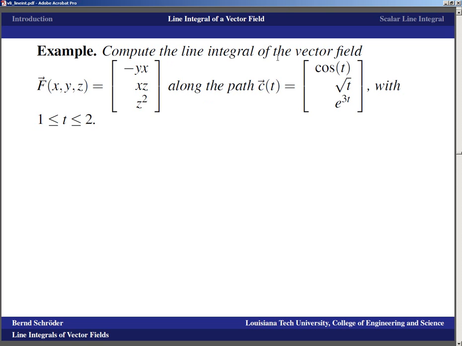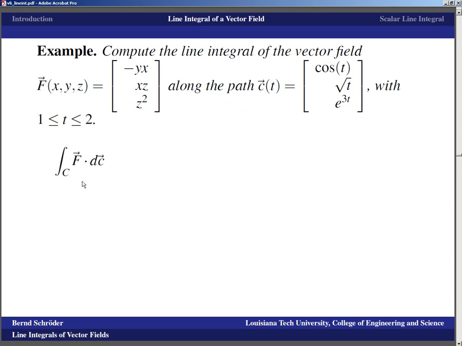We want to compute the line integral of the vector field F of x, y, z being negative xy (which is the same as negative yx, sure) in the x component, xz in the y component, and z squared in the z component, along the path c of t being cosine t, square root of t, e to the 3t, where t goes from 0 to 1. Well, what do we do?